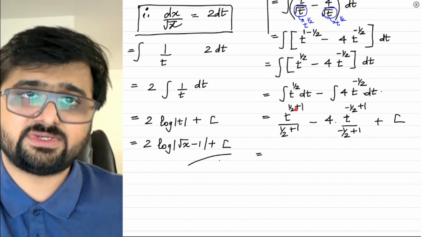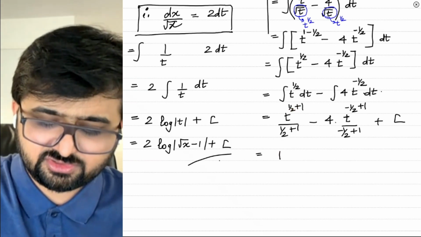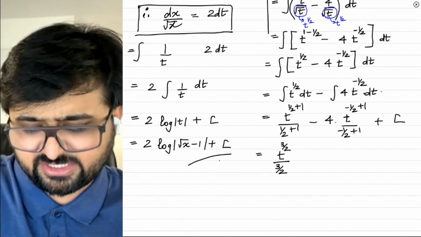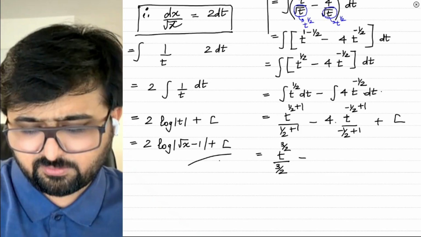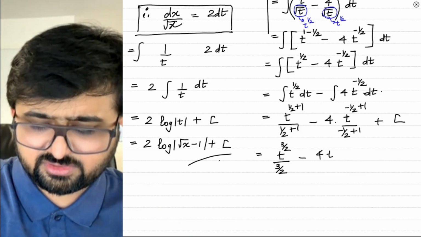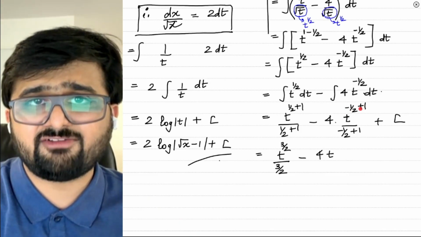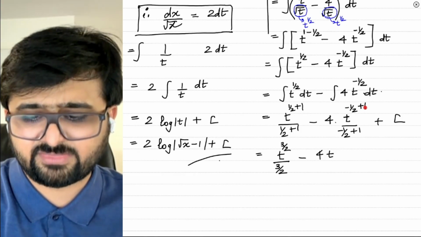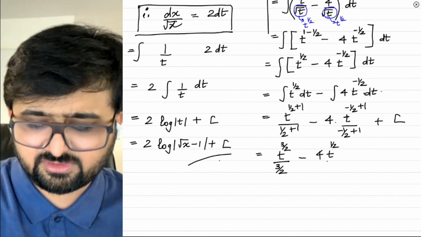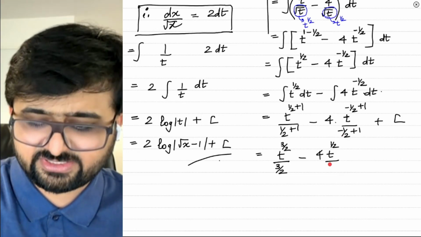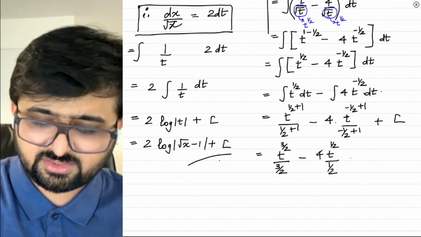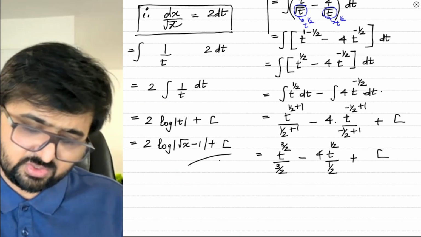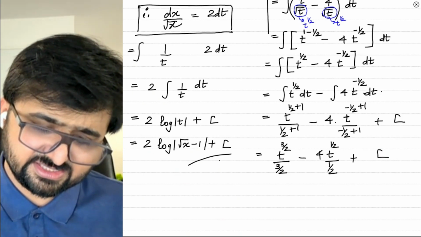Now half plus 1 is nothing but 3 by 2. So t to the power 3 by 2 divided by 3 by 2, minus 4 t to the power minus half plus 1, which is just like 1 minus half. 1 minus half is half. Again, 1 minus half is half, plus c. We can simplify this a little bit.